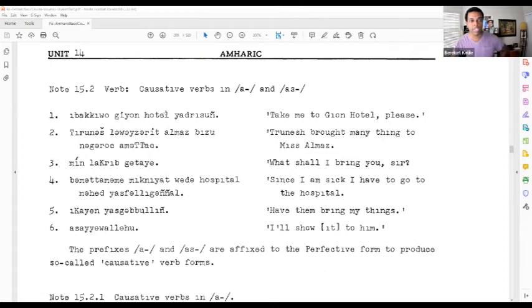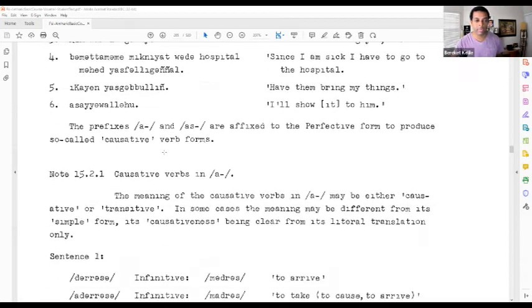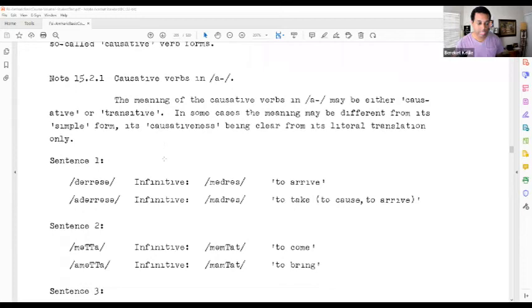Then we go to 15.2 to look at what are called causative verbs in a and as. Again, those refer to that first element of the verb. These are prefixes that are affixed to the perfective form, and what they do is make what are called causative verbs. We'll also look at reflexive verbs in a later section. Causative verbs mean either causative or transitive, so it has to do with what the action is being applied to. And also there's a relationship with the simple form.